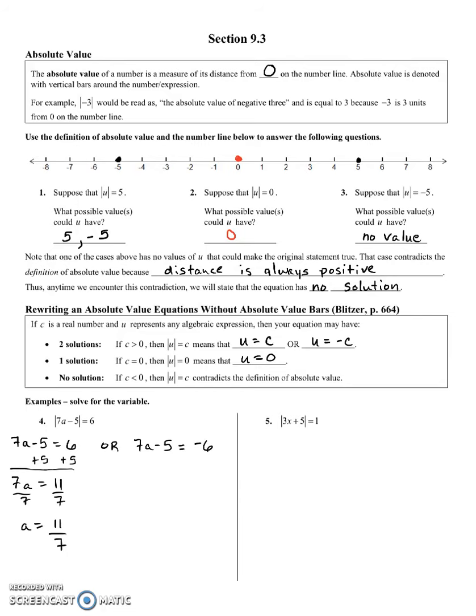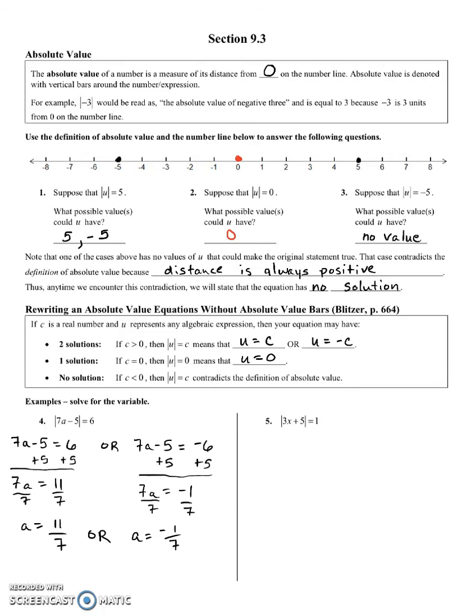Okay, now let's solve the second one. 7a minus 5 equals -6. If we add 5 to both sides, we get 7a equals -1. Then divide both sides by 7. We get a equals -1/7. So a could either be 11 over 7 or it could be -1 over 7. So why don't you pause the video and try number 5 on your own.